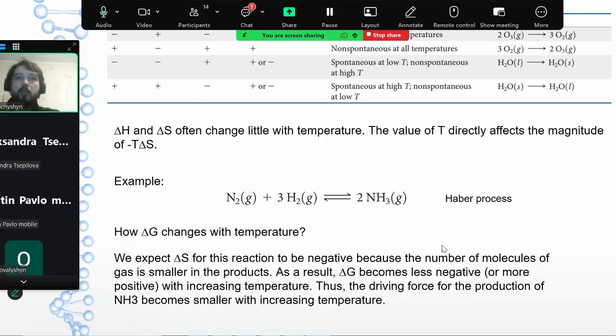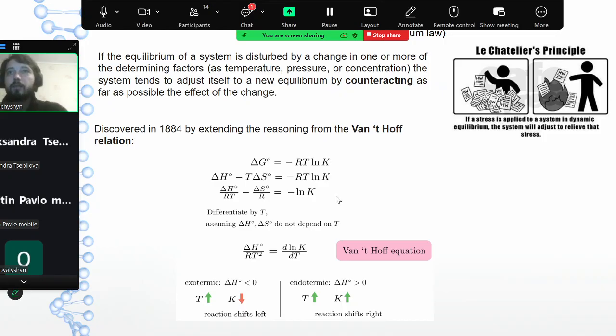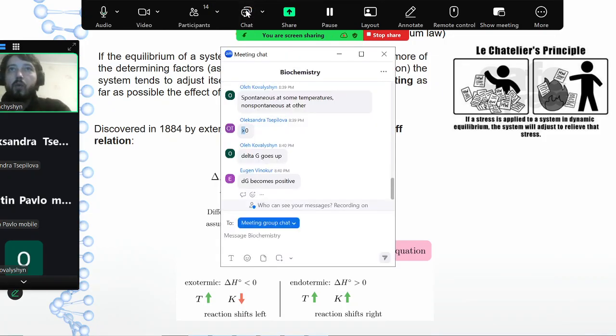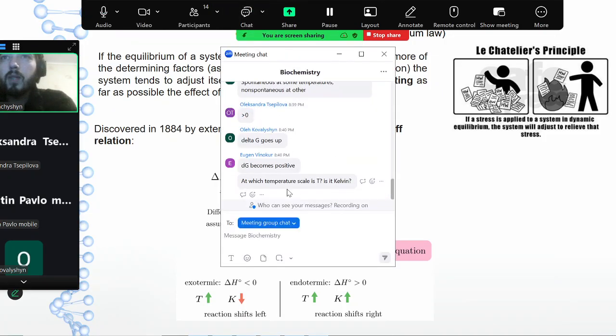Okay, here is one more example. This is a Haber process, and we see how delta H changes with the temperature. T is in Kelvin. I said that a few times, so in case you missed this point, please, T is always in Kelvin.